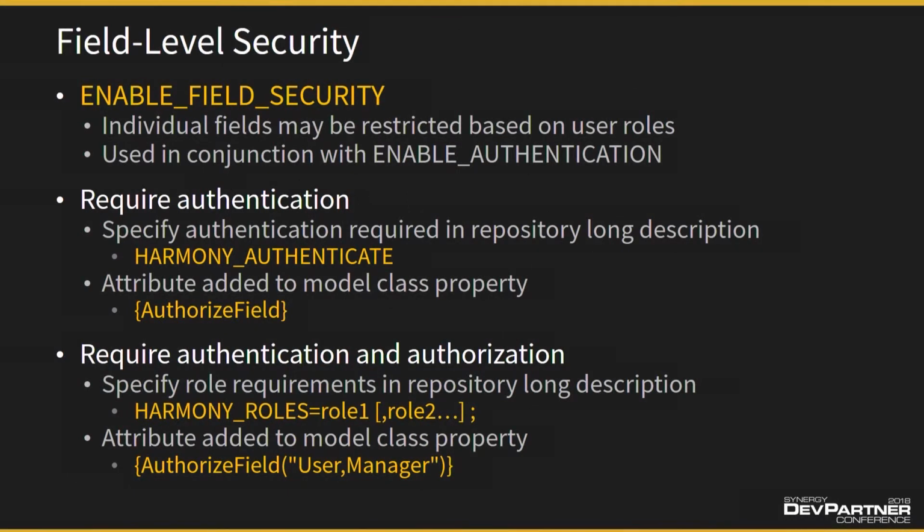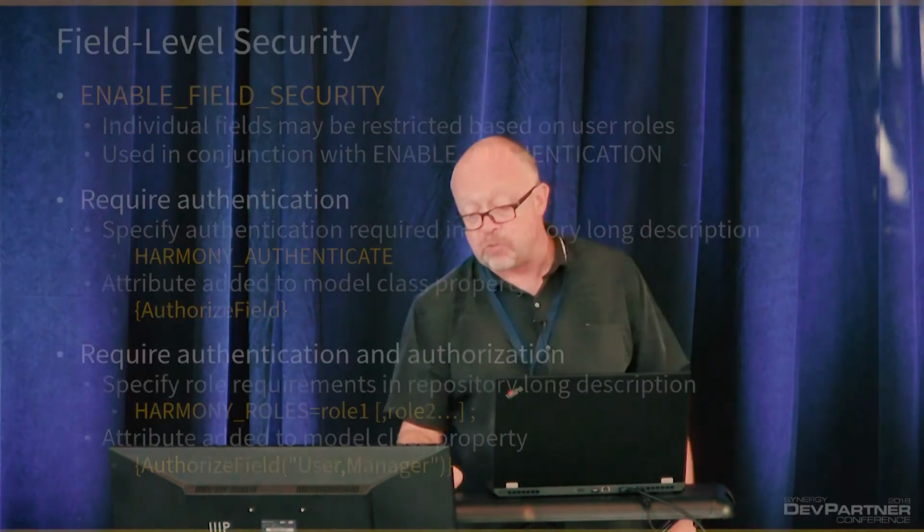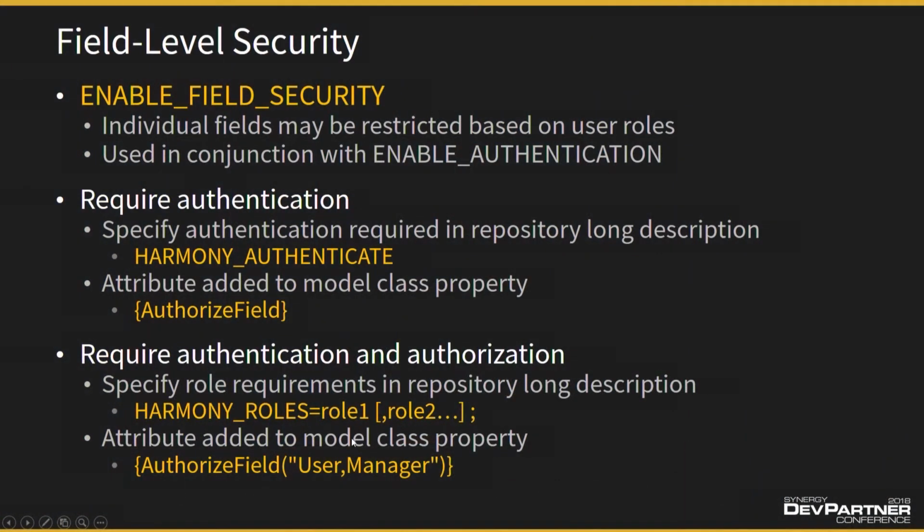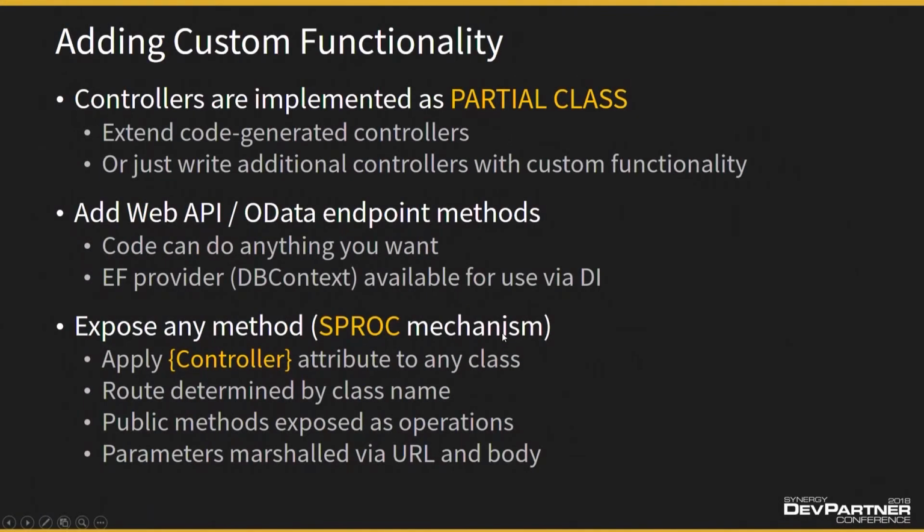There's also an enable field security option that you can turn on. And if you do that, then we start looking for the Harmony Authenticate tag in the long description that I talked about earlier. So field by field in the repository, you can specify this field requires authentication, in which case we will add an authorized field attribute and simply restrict access to the field so it's not visible to unauthenticated users. Or you can add a Harmony roles and name one or more roles that are required in order to see that field. Okay? And again, this is an area we may need to do a little bit of extra work, really looking for feedback on what's needed.